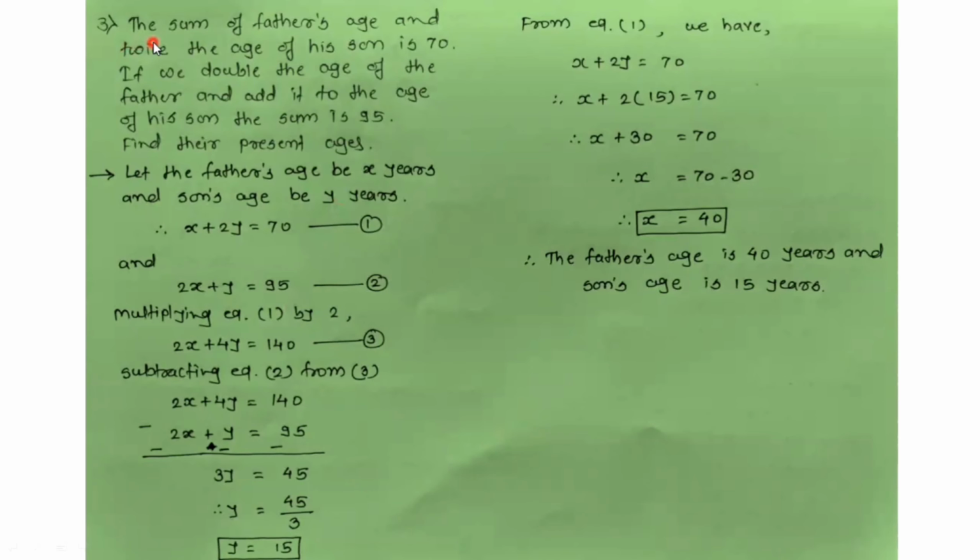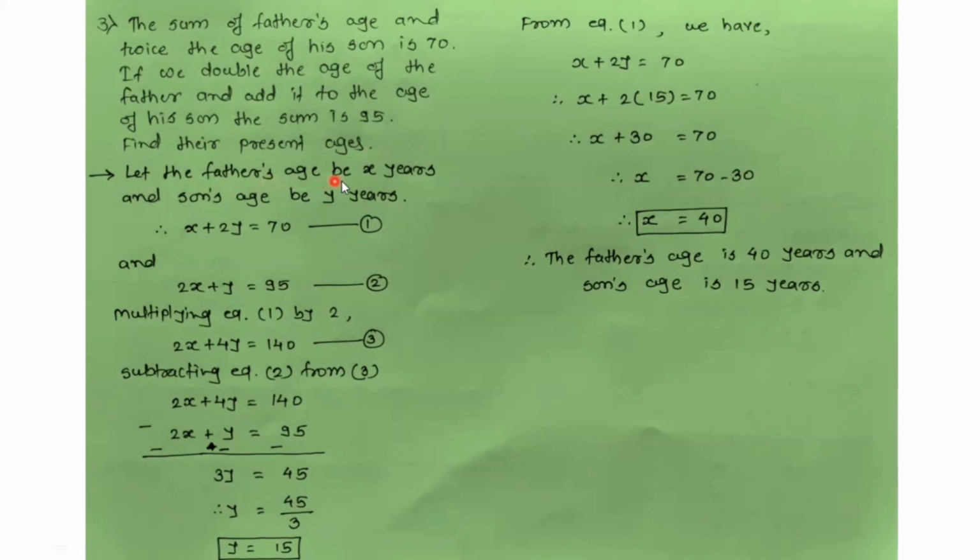We have the next problem. The sum of father's age and twice the age of his son is 70. If we double the age of the father and add it to the age of his son, the sum is 95. Find their present ages. For this problem, we have to consider two different variables.